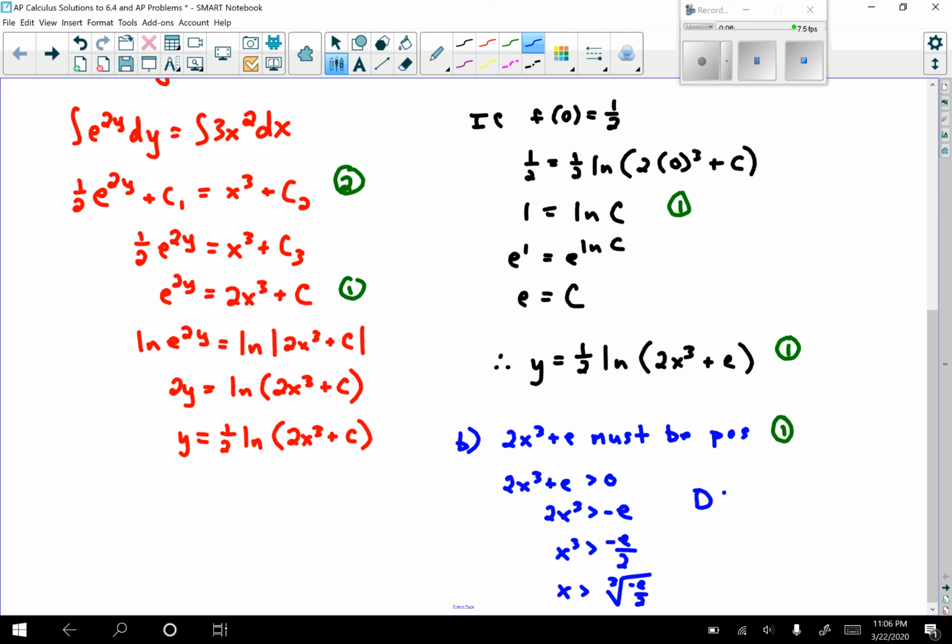So our domain pretty much is this. You could leave it just like this, or you could indicate that it's going to be from the cubed root of negative e over 2 to infinity. So you get 1 point for stating that. Now, as long as what we're substituting in works here, we have no other issues, so our range is actually going to be all real numbers. And you get your 3rd point from that. So there's where all 9 points come from.